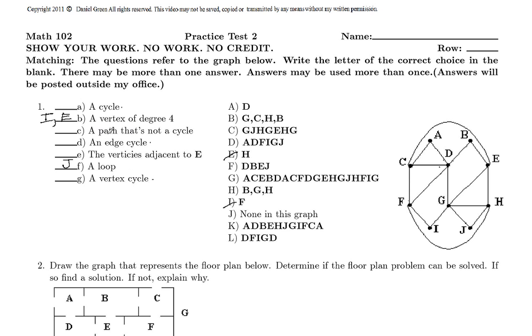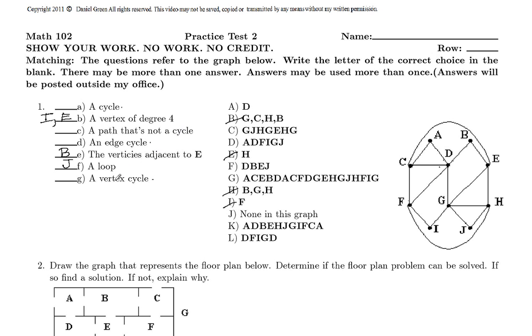How about a path that's not a cycle? Let's try this. Vertices adjacent to E. Adjacent means right next to E. So connected up to E here, we've got C and B and G and H. So here I see B, G, and H. Yeah, we actually should also have C in there. Here we go. C, B, G, and H. So this doesn't have all the vertices that are adjacent, so that can't be it. It's going to be this one, B. Okay, we use that one up.